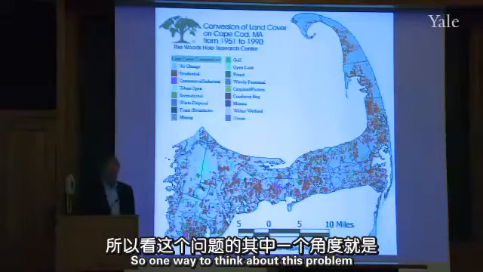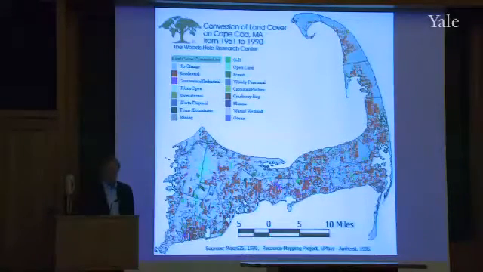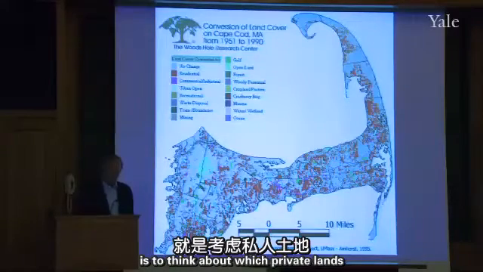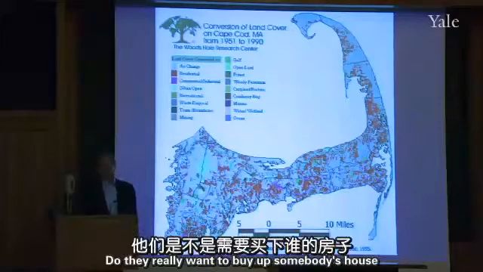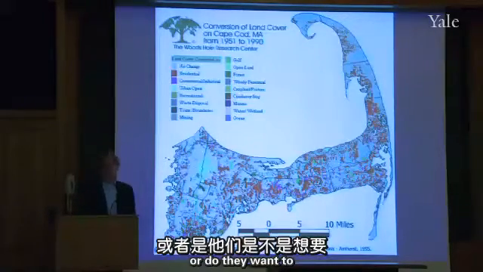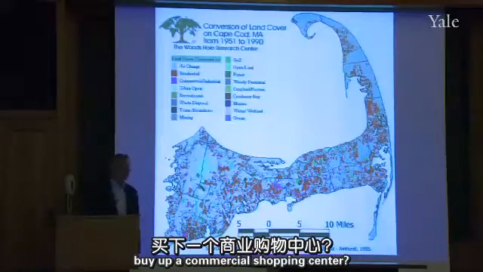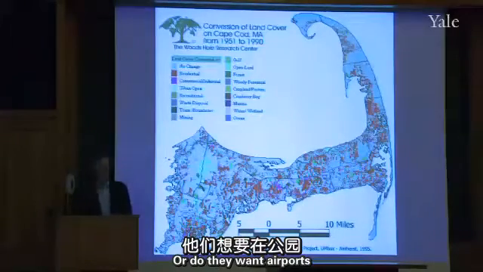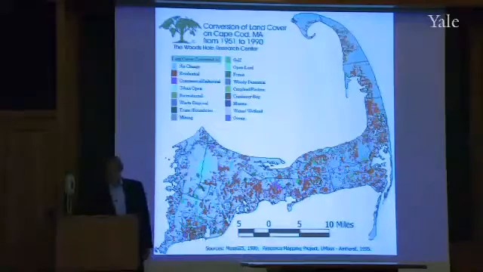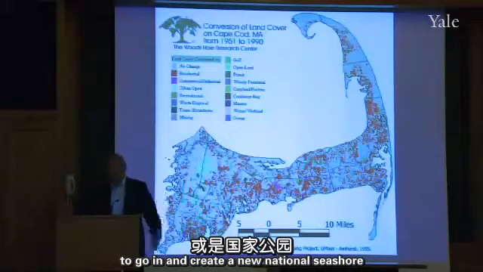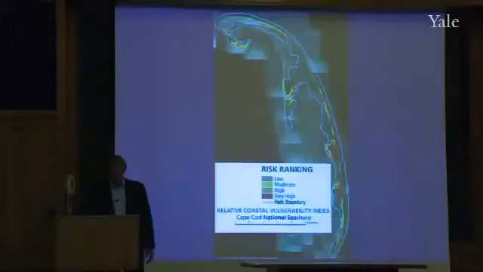So, one way to think about this problem is to think about which private lands the Park Service really wants to own. Do they really want to buy up somebody's house, or a commercial shopping center, or do they want airports inside the park or outside the park? There are many difficult decisions that have to be made if you decide that you're going to use the power of eminent domain to go in and create a new national seashore or a new national park.